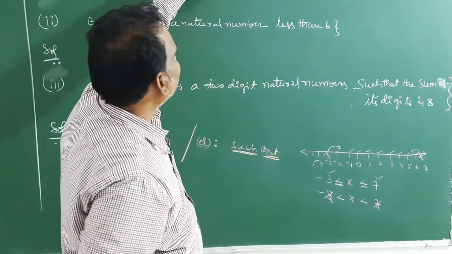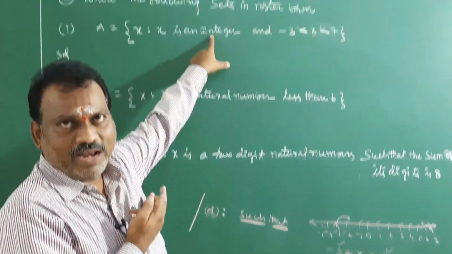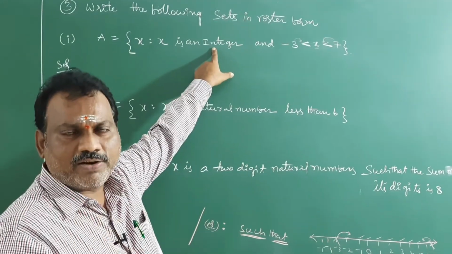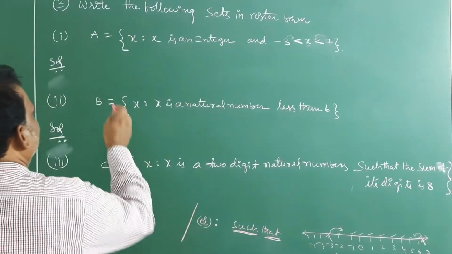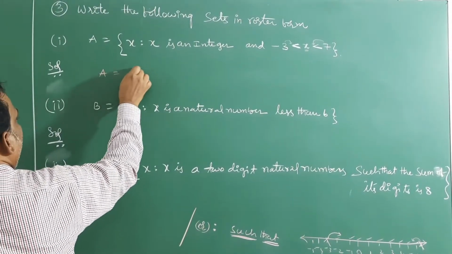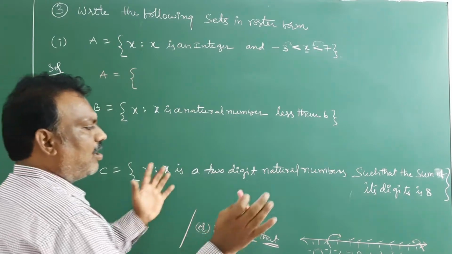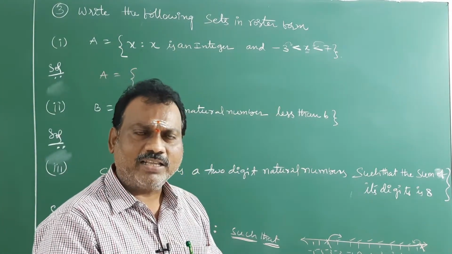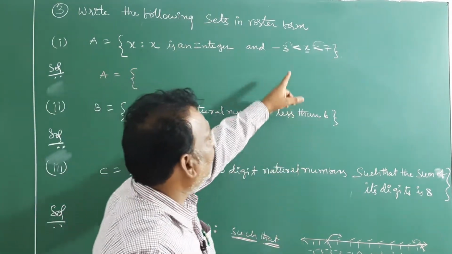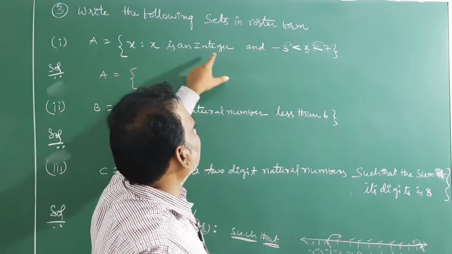So this is given set builder form. Clearly you know very well. You want to write roster form of this. How to write? Just now I told. Roster form means list all the elements. What are the elements we have to list? Here given condition. We have to take integers.